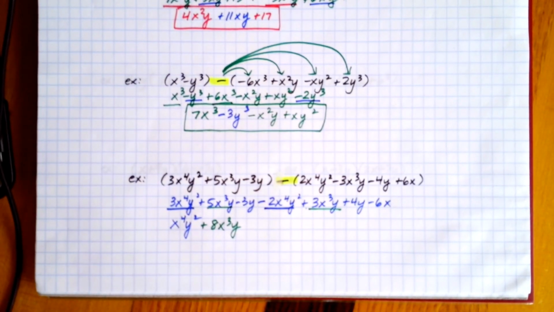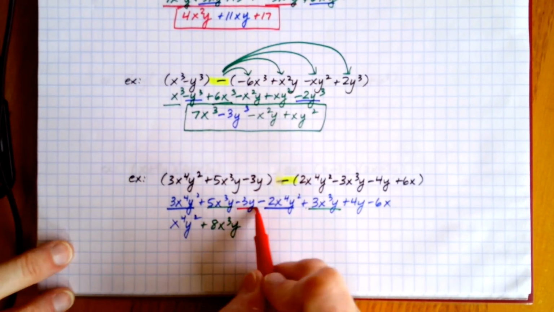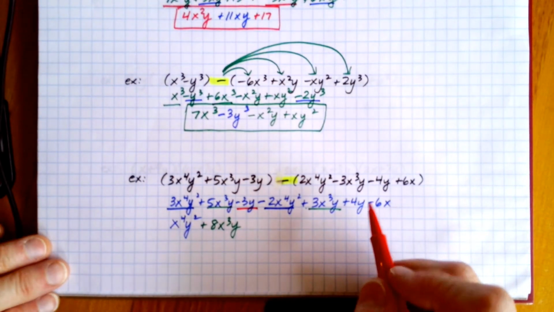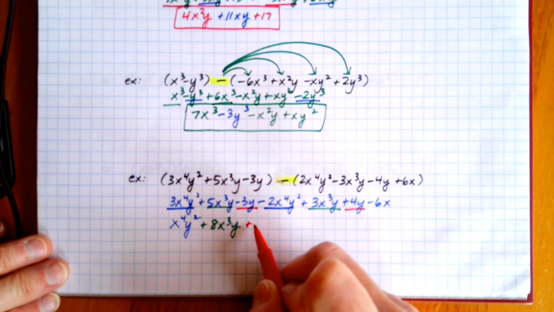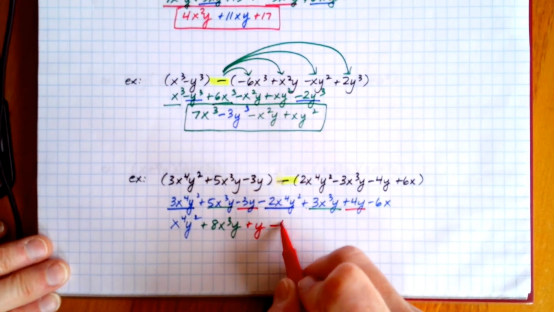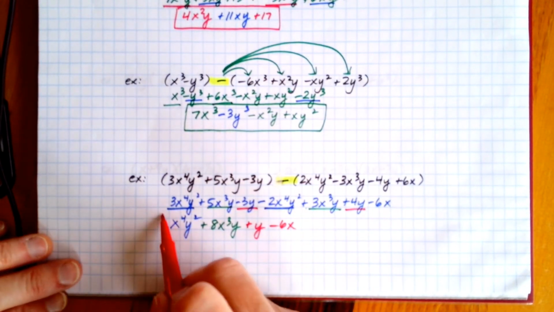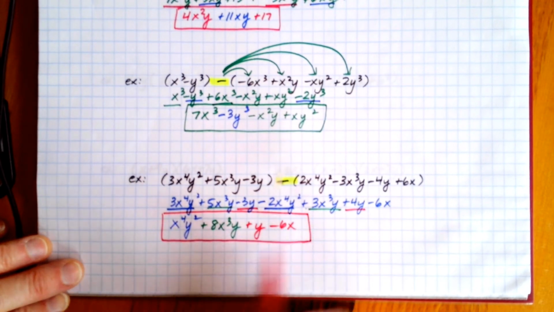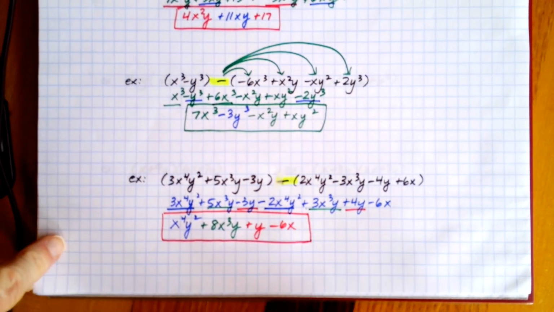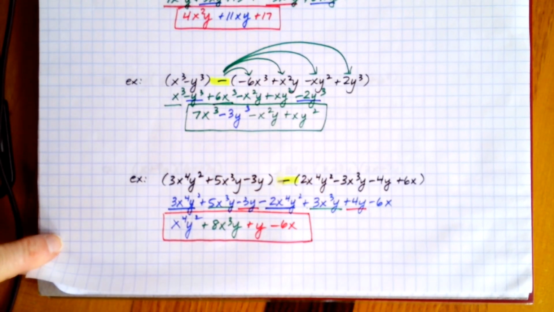And then I'm going to look at the third term here, and I have a minus 3y, and I have a plus 4y there. Minus 3 plus 4 is 1, so I've got plus y. And then I've got a minus 6x, which is all by itself, no partners there for that one. And that is how you add and subtract polynomials in several variables.